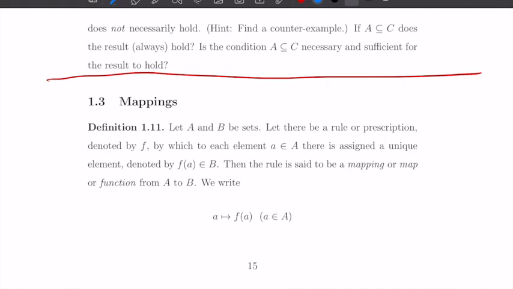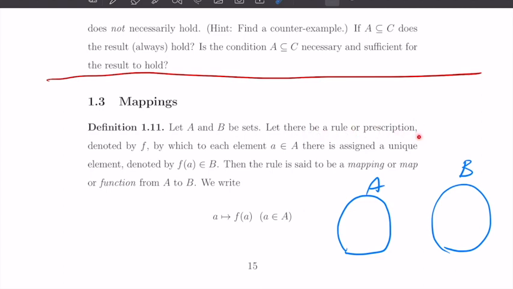So based on the notions of sets, we now define mappings. Let's say we have two sets, A and B, and let there be a rule or prescription, denoted by F. So for each element of A, there is assigned a unique element in B.